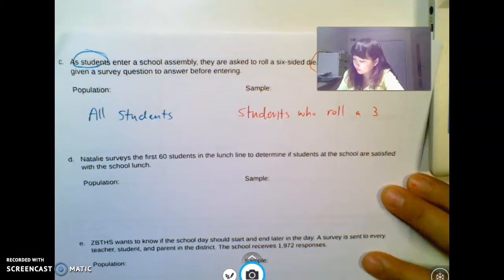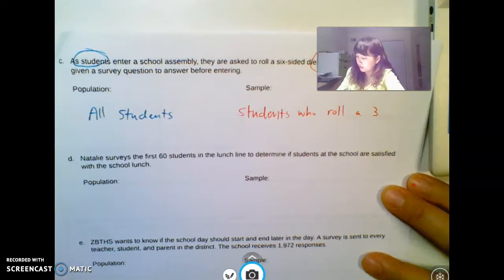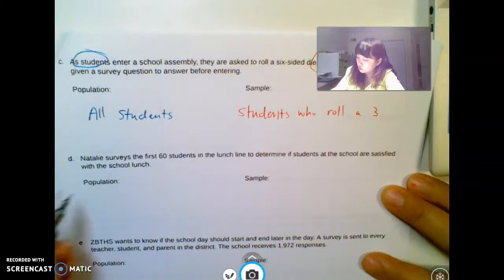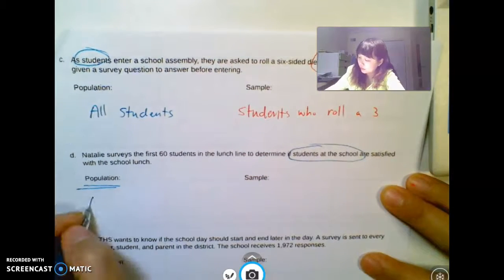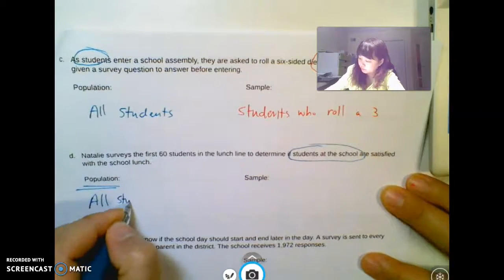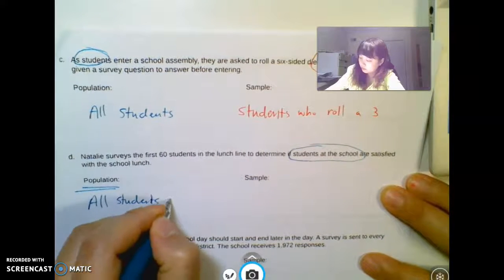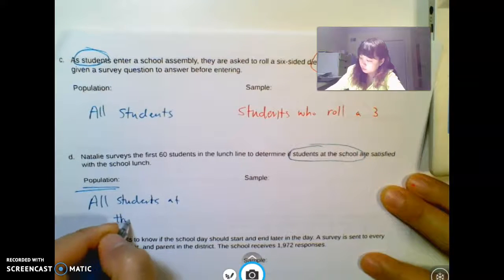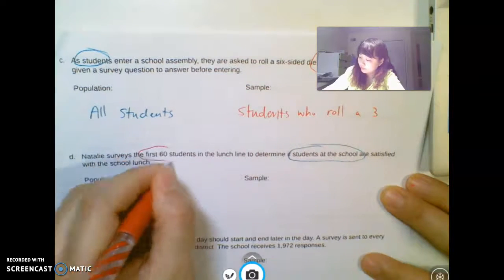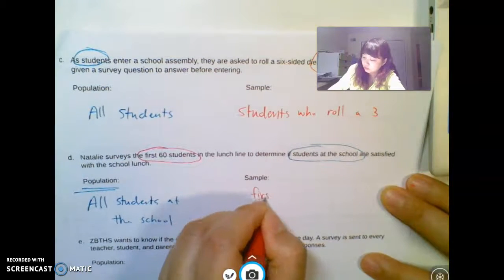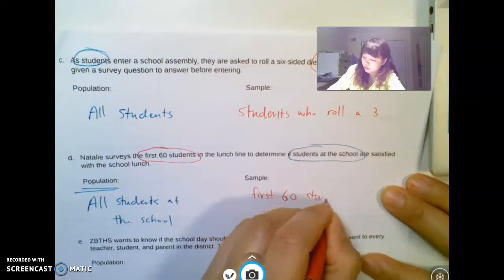Done. And we're gonna do one more and then D. Natalie surveys the first 60 students in the lunch line to determine if students at the school are satisfied with school lunch. Good idea, Natalie. She wanted to study if students at the school, like she really wanted all students at the school. However, Natalie only surveyed the first 60 students in the lunch line.